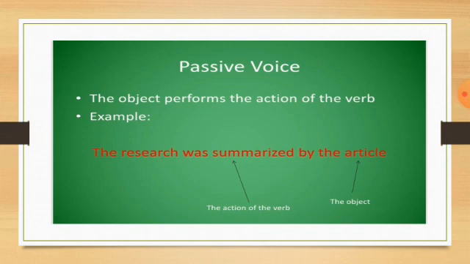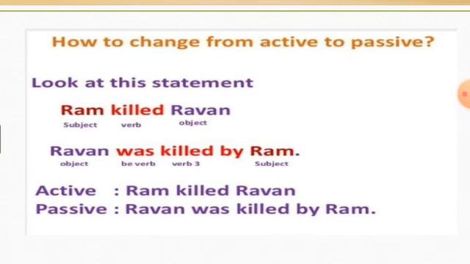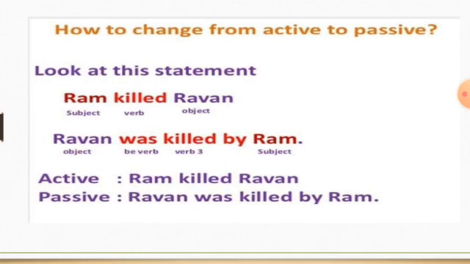Now let's see how to change from active to passive. There are certain rules which you need to follow while changing a sentence from active to passive. So let's just check it. What are the rules? Okay. See here, there are two sentences given. Number one is Ram killed Ravan. Number two is Ravan was killed by Ram. So Ram killed Ravan is active and Ravan was killed by Ram is passive.